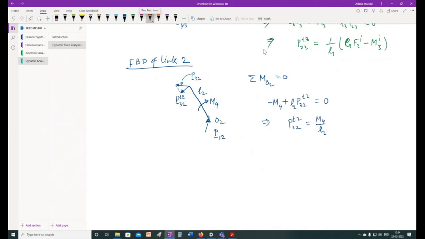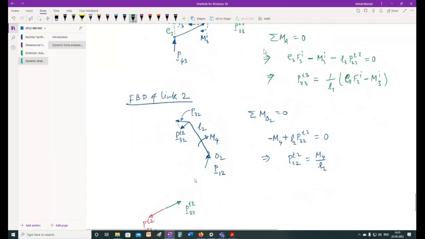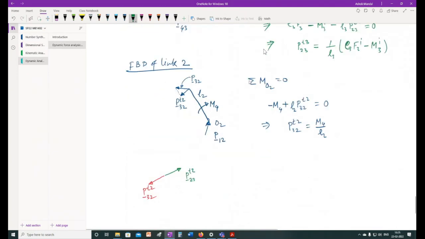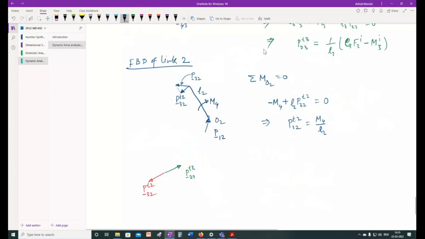So now we have P32 tangential to 2, P23 tangential to 2, and already you have obtained P23 tangential to 3, which is in this direction. To make our life simple, let us draw it like this. So this is P23 tangential to 3.